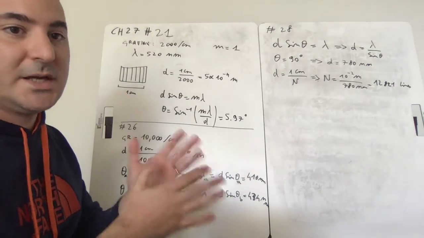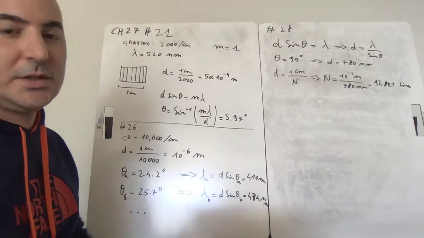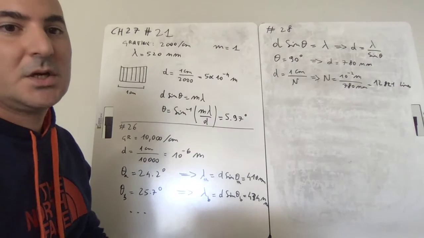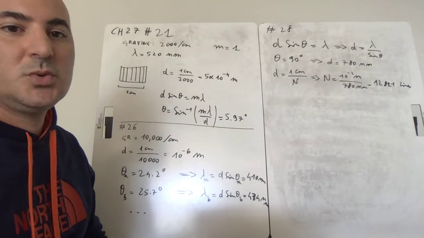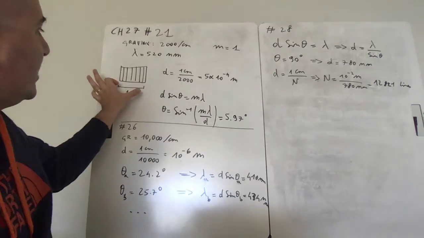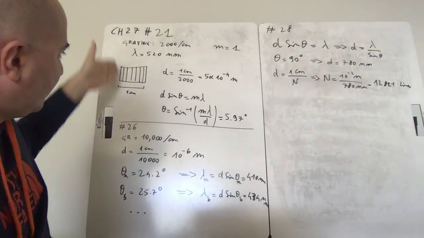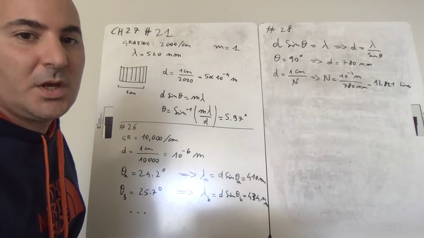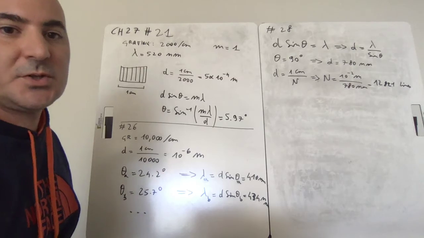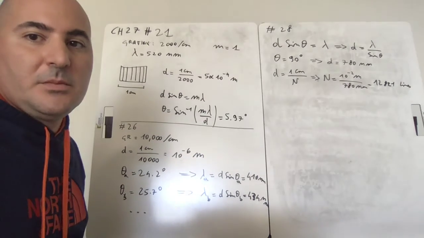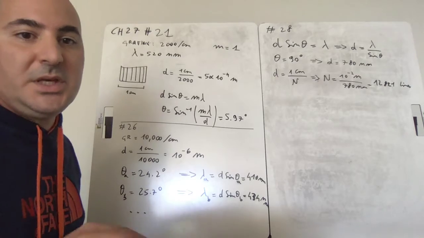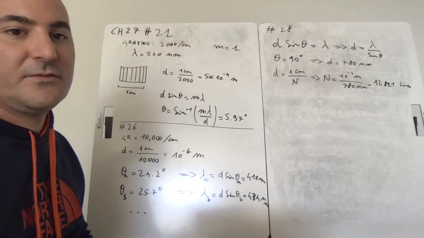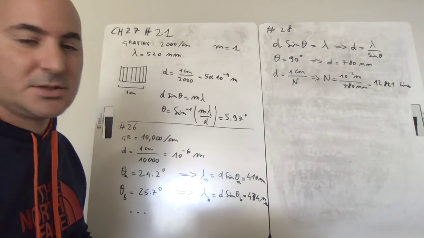A grating has a certain number of lines, or slits, per unit length. In this case, for number 21, the question is: a diffraction grating has 2,000 lines per centimeter, which means that I have 1 centimeter with 2,000 slits on it. At what angle will the first-order maximum be if I shine through this grating a ray of light of a single wavelength, 520 nanometers?